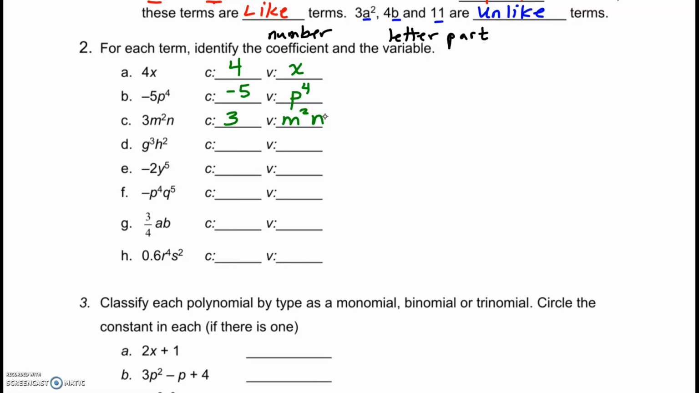For d, this one's different. I know my variable is g cubed h squared, my variable part, but where's my coefficient? Well, we know that there would be an invisible 1 here. Or if you didn't know, you're learning it now, because 1 times g cubed h squared will keep it that answer, g cubed h squared. So we're going to put a coefficient of 1.